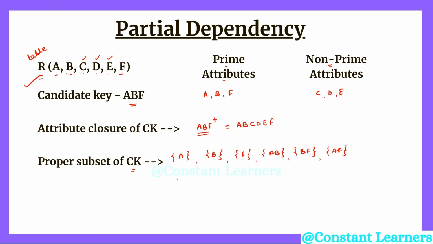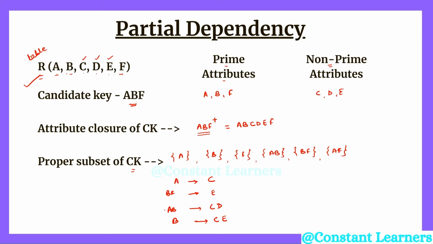Now, let's say A determines C, or BF, the combination of BF determines E, or let's say A, B together determines C, D. Or let's say B alone is determining C, E. Now what do we observe here?